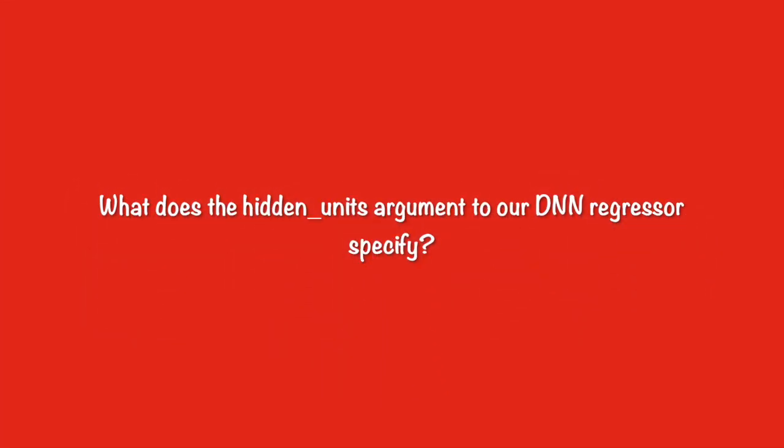When we instantiate a deep neural network's regressor, we specify a value for the hidden_units argument. What does this argument specify and how does it affect the structure of our neural network?